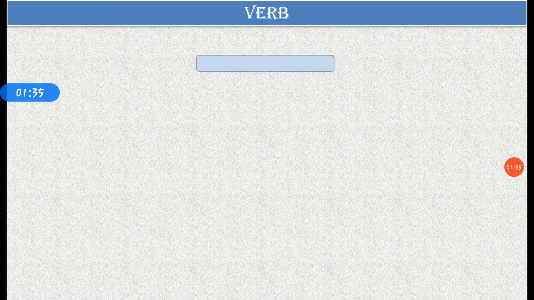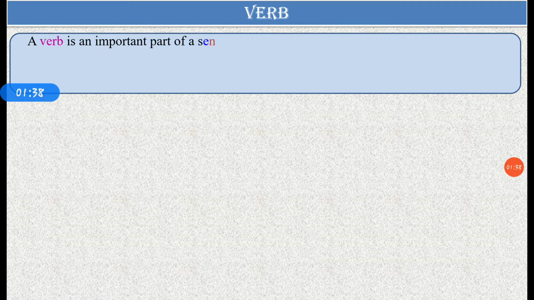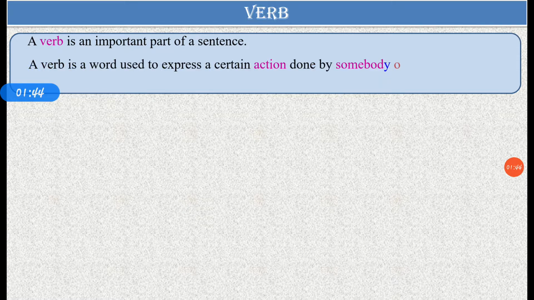First we will look at what a verb is. A verb is an important part of a sentence. A verb is a word used to express a certain action done by somebody or something. It is also called a doing verb. It means a verb is a word that shows what someone or something is doing or does.